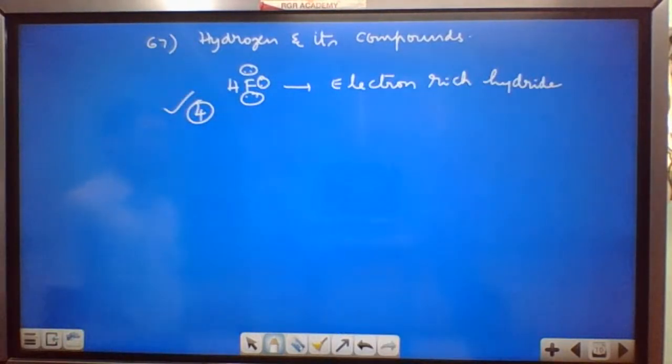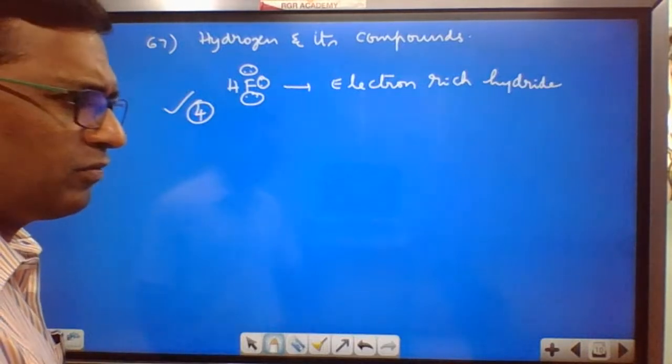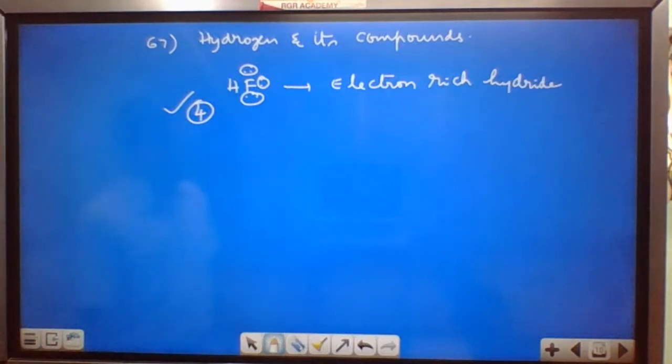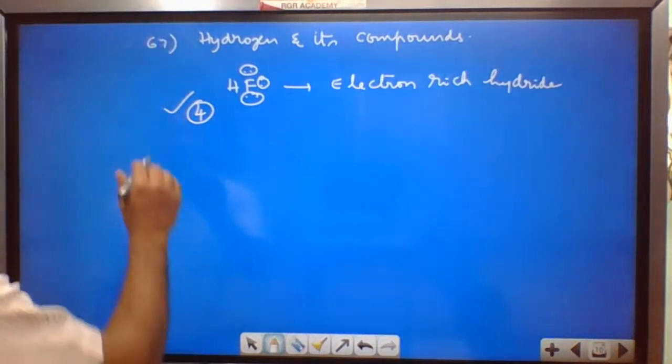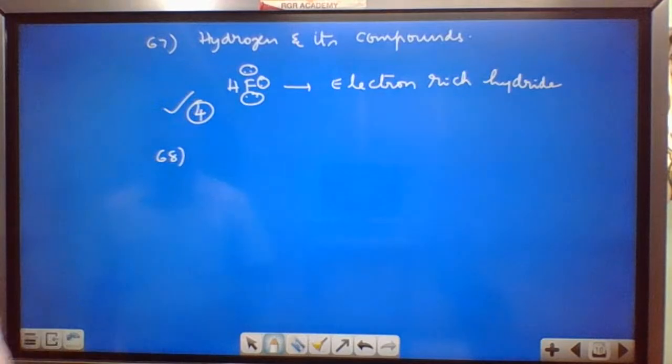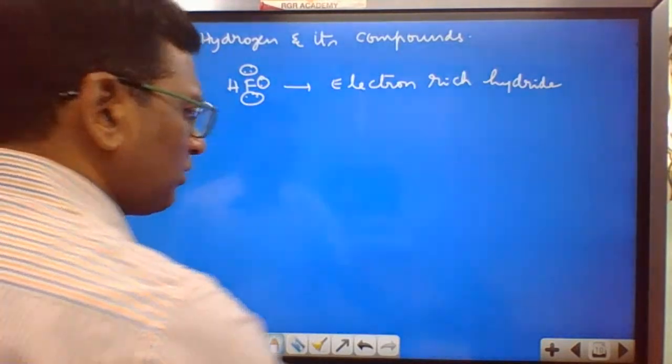Of course, this is a well-known question. Generally, we emphasize that covalent hydrides are classified into 3 types: electron deficient, electron rich, and electron precise. On that, they asked the question. It's a normal question only.